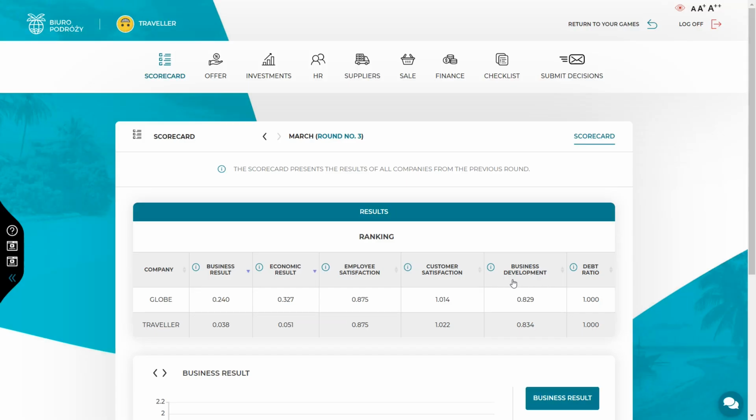Business development is an indicator telling if your company is growing, that is, if you're launching new services, investing in new equipment, or hiring new employees, etc. The higher ratio, the better.